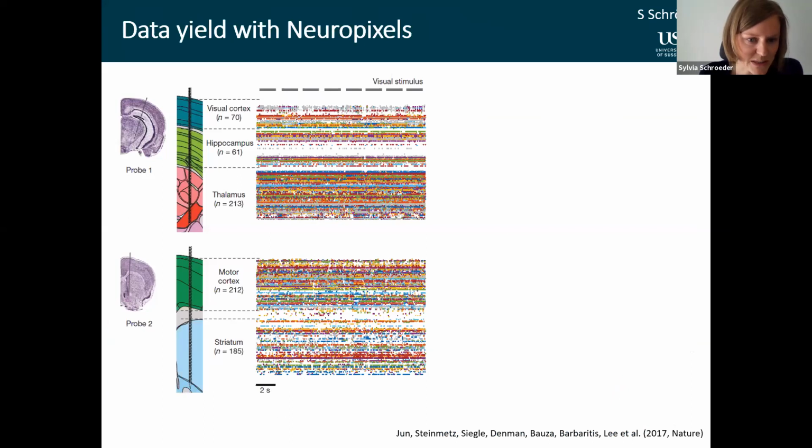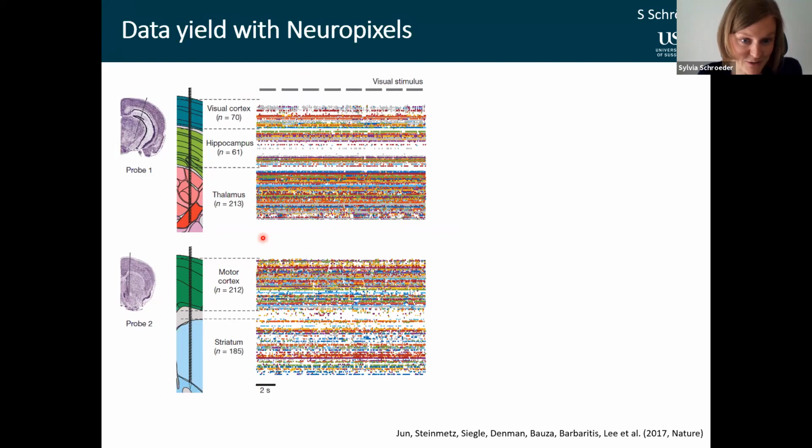Next, I want to show you a bit of quantification, how many neurons you can record. Here you see 2 probes located in various brain areas, for example, visual cortex, hippocampus, thalamus. Here you see a recording. So this was already spike sorted. Each dot here is a single spike, and dots with the same color and the same height kind of come from a single neuron. Okay, so this is just what the almost raw data look like.